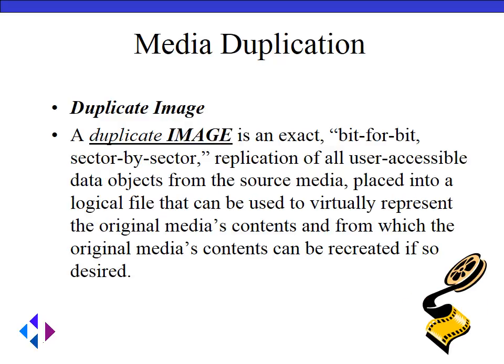A duplicate image is an exact bit-for-bit, sector-by-sector replication of all user-accessible data objects from the source media and placed into a logical file that can be used to virtually represent the original media's contents, and from which the original media's contents can be recreated if so desired. What that means is I should be able to take an image file, and use it to recreate a duplicate copy of the original media on a similar hard drive.